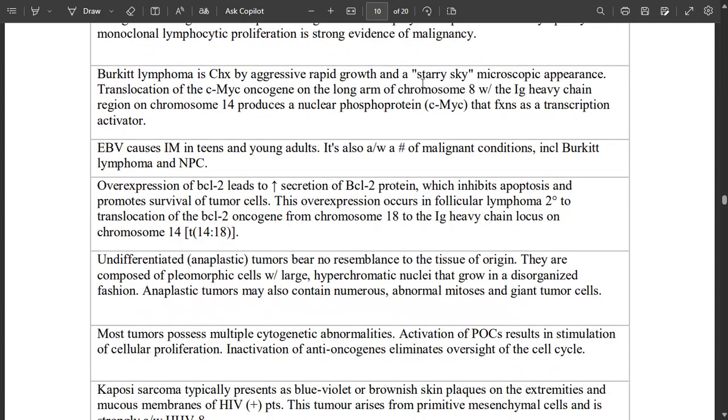Burkitt's lymphoma is characterized by rapid growth and a starry sky appearance. Stars mean macrophages, and the sky is a sea of lymphocytes. Microscopic appearance: translocation of the c-myc oncogene on the long arm of chromosome 8 with the IgH region of chromosome 14 produces a nuclear phosphoprotein, c-myc, that functions as a transcriptional activator. So c-myc is a transcriptional activator.